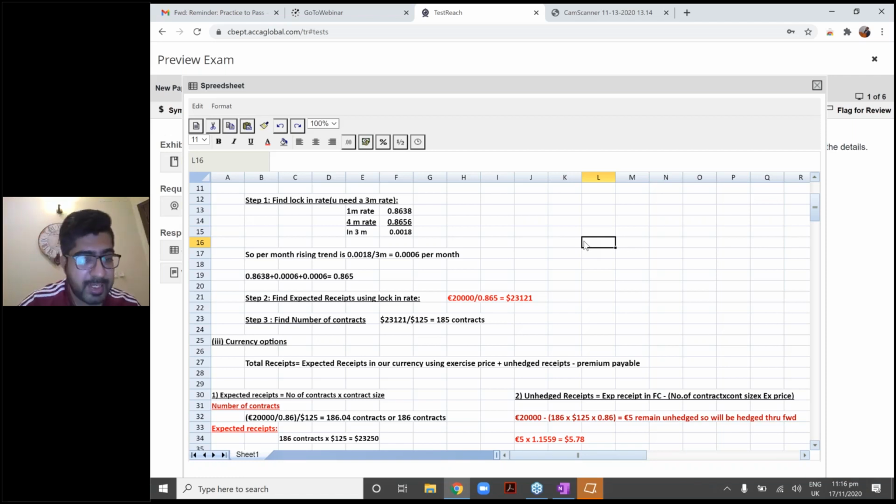So you have done two things. Expected receipts through the formula. It's 23250. And unhedged through the formula, but it was hedged through forwards. Okay. Any questions up till now?